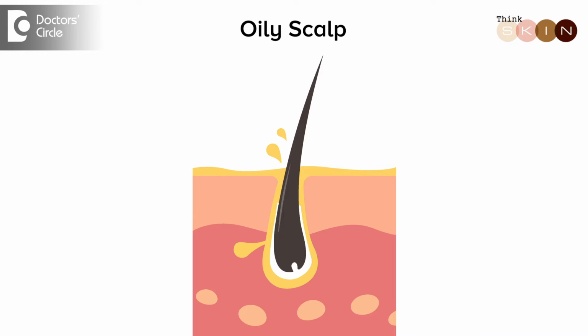Now, what is oily scalp? Oily scalp is very simple. If you notice when you wake up in the morning, the hair is more clumped. And as the day progresses, even if you washed your hair, the hair starts feeling more oily with loss of volume. That's when you know you have an oily scalp.